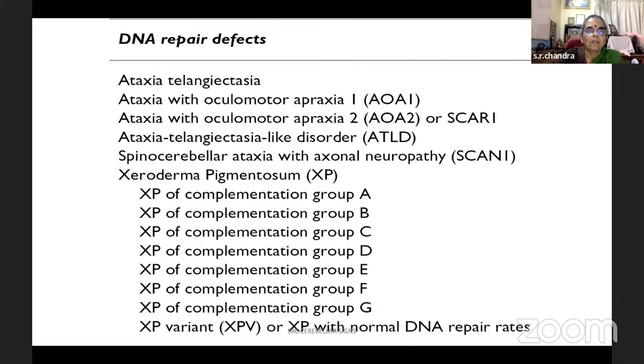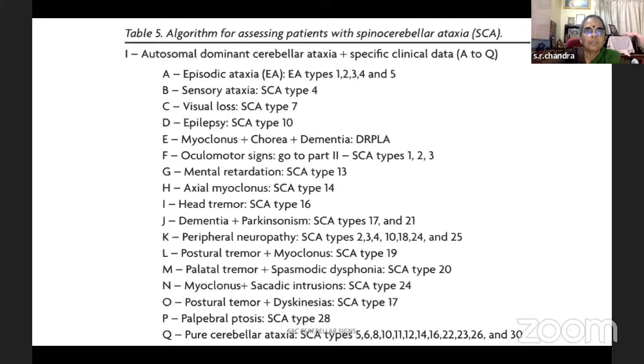So these are DNA repair disorders. Many episodic ataxias are there, with the telangiectasia I showed. So many types are there. And autosomal dominant, that is late onset cerebellar ataxia, depending on the combination of other features. So I told the clues.